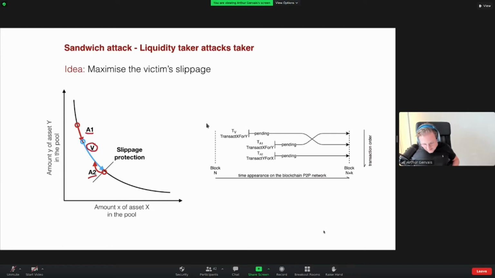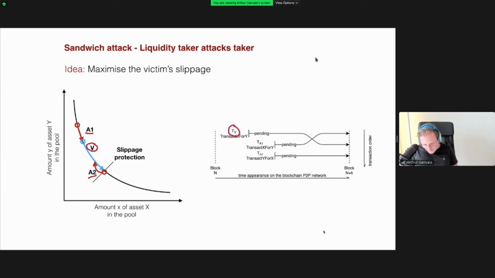If you look at another representation, you have a block n here, and block n plus k here, and on the x-axis the time of appearance on the blockchain peer-to-peer network. Then we have a victim transaction coming here, and two adversarial transactions, and you can see we're switching the order, right? So we are squeezing the victim in between the two. This is the victim, this is adversary 1, and this is adversary 2.